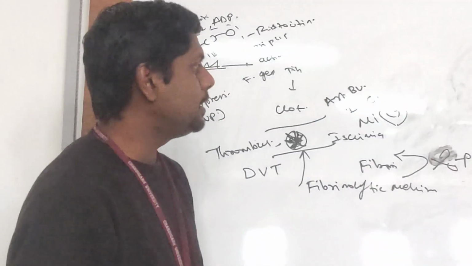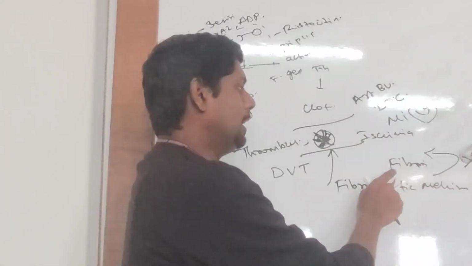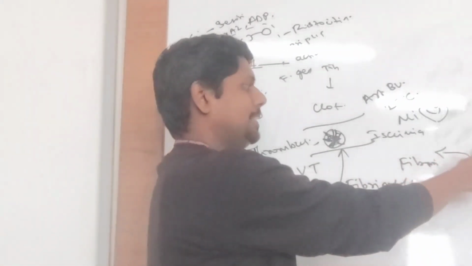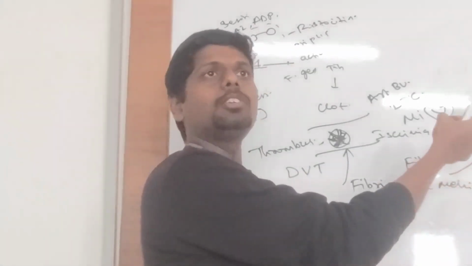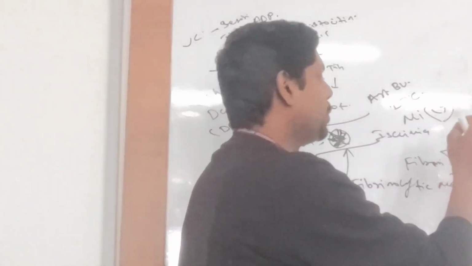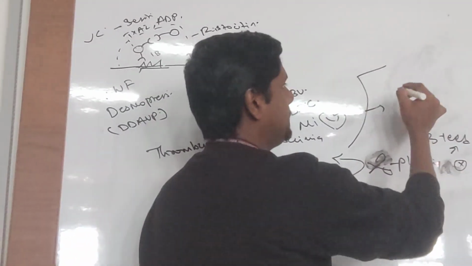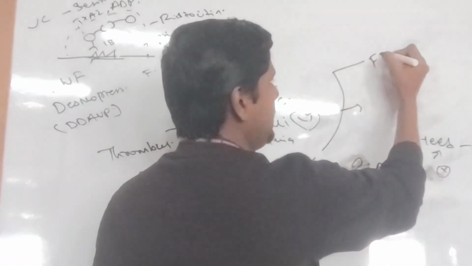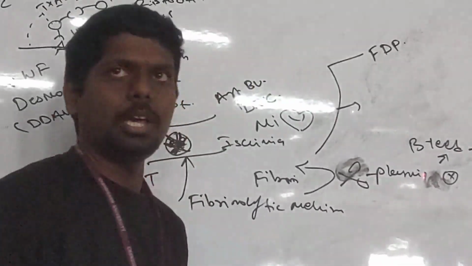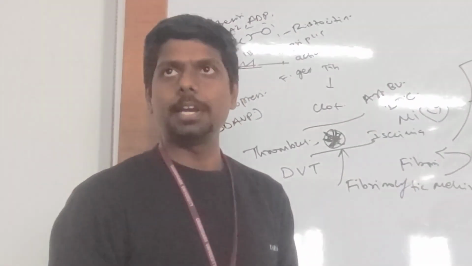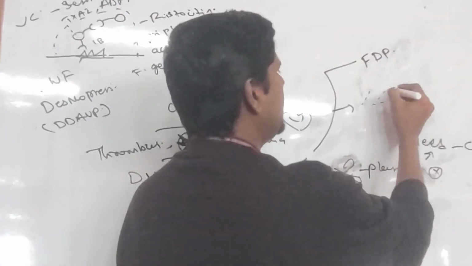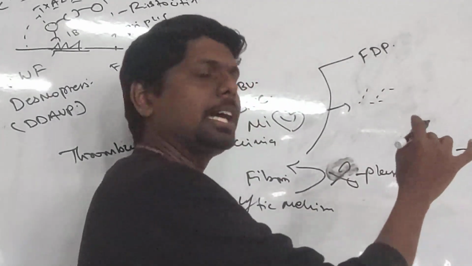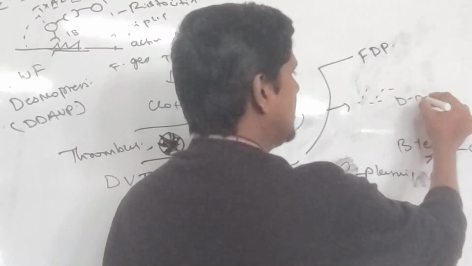Then the other important thing is, when this plasmin cuts the fibrin, the fibrin is made into small pieces. Those small pieces of fibrin will be of two types. Fibrin degradation products, FDPs, fibrin degradation products, and the other one, there will be small particles of fibrin. They are called D-dimers.